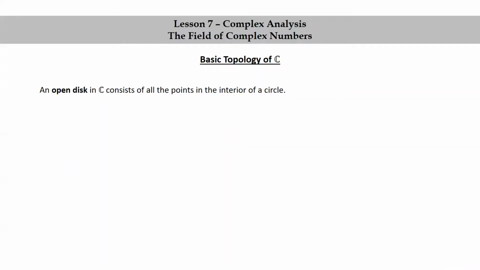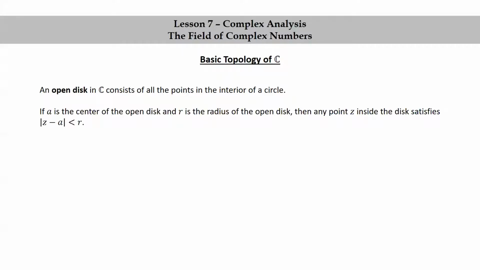An open disk in C consists of all the points in the interior of a circle. If a is the center of the open disk and r is the radius of the open disk, then any point z inside the disk satisfies the absolute value of z minus a is less than r. N sub r of a equals the set of complex numbers z such that the distance between z and a is less than r, and is also called the r neighborhood of a.